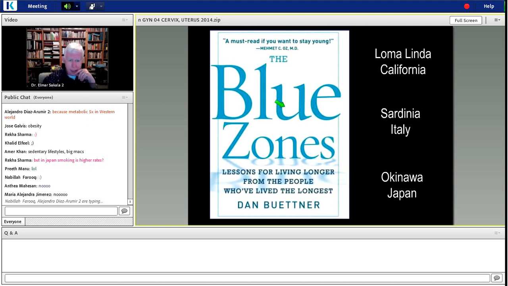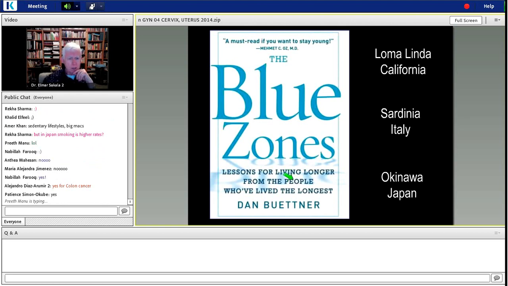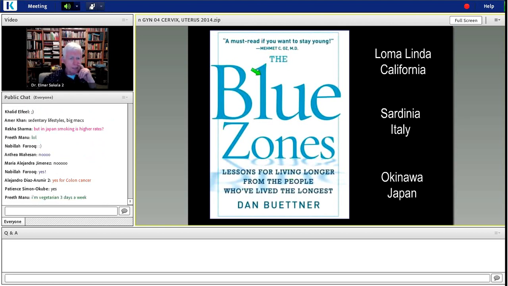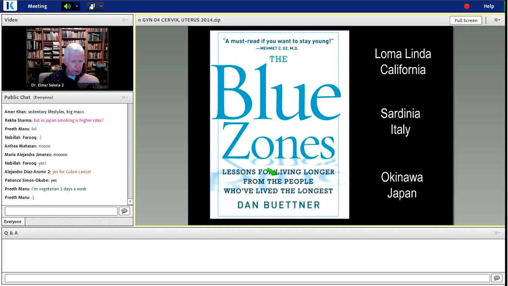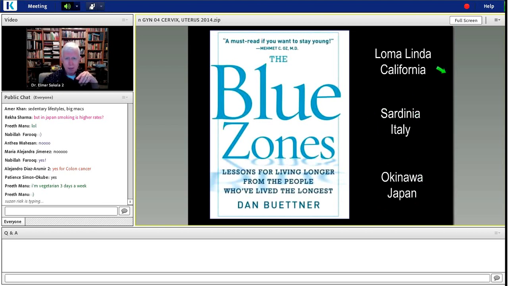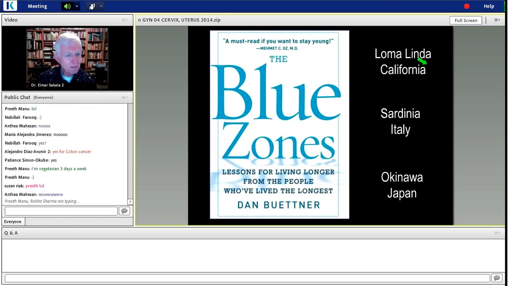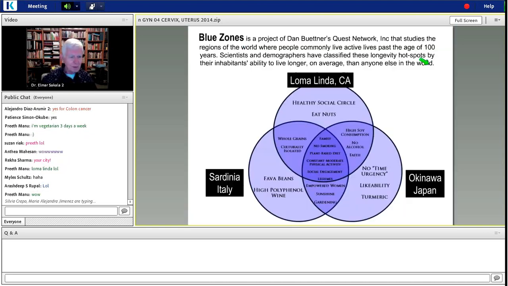This is an interesting study. This is by Dan Buettner, who studied people who lived the longest around the world. And he found that these were areas which were easily demarcated. He labeled these the blue zones. These are areas where people lived the longest. And the areas which he described were in Okinawa, Japan, in Sardinia, Italy, and what's this? Loma Linda, California. Ain't that interesting? Loma Linda, California. How could that be?